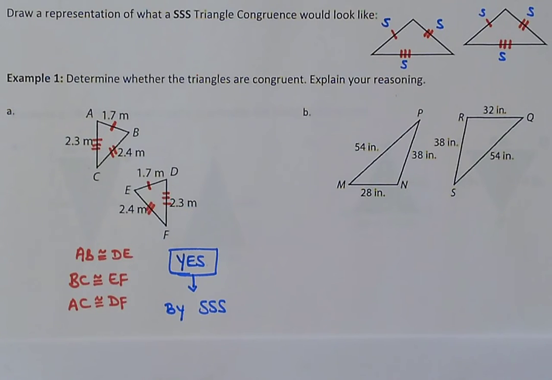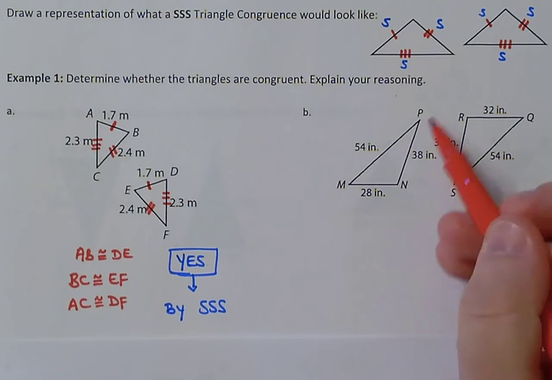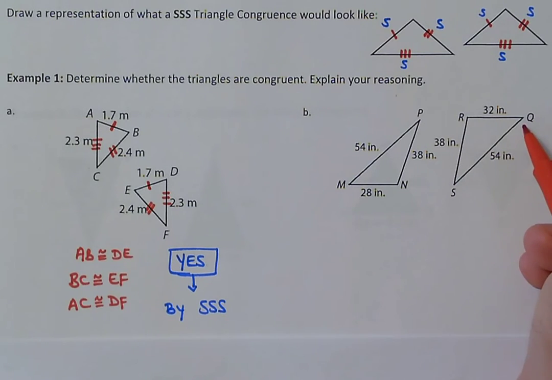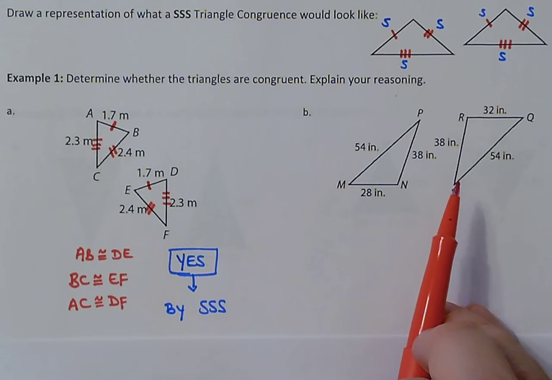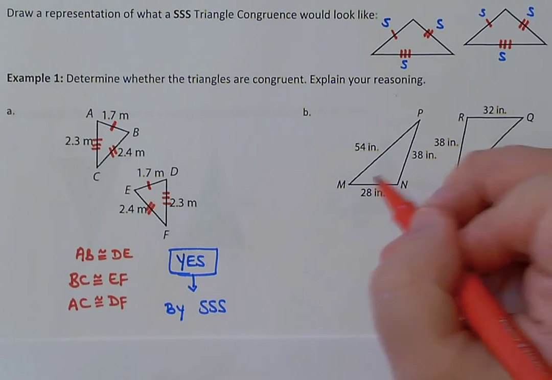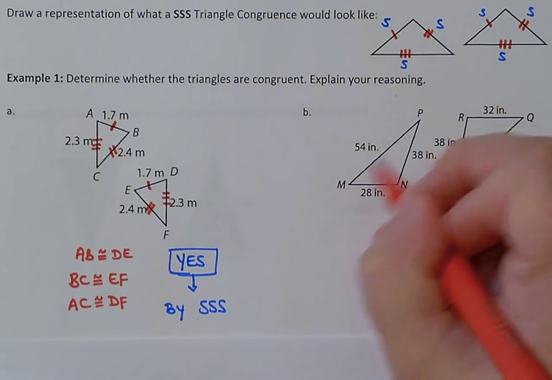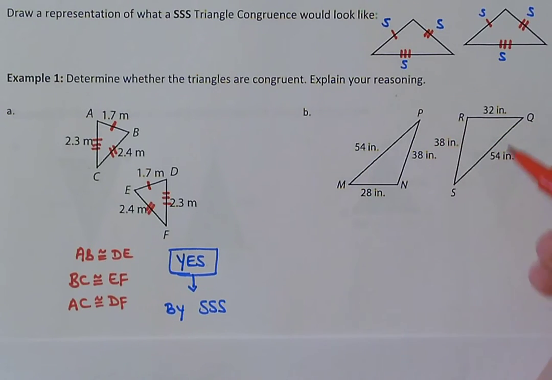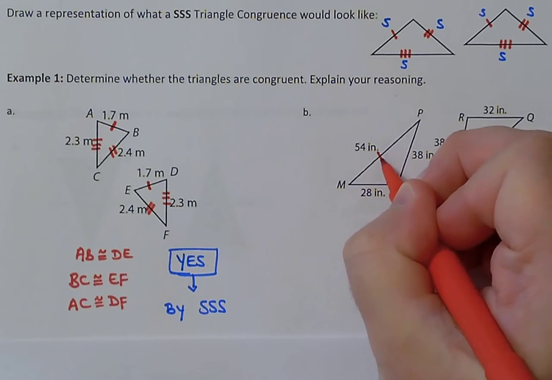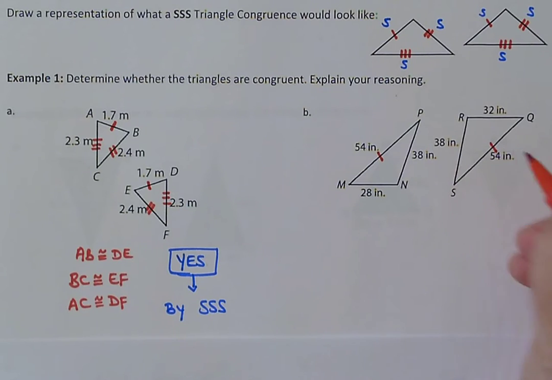All right, if we take a look at B, so for part B, we have triangle PMN and then SRQ. We have to determine if these two are congruent to each other. So first, if I start with the side PM here, it's 54 inches. Do I have a 54 inches over here? Okay, I do. So I know that PM is congruent to SQ.